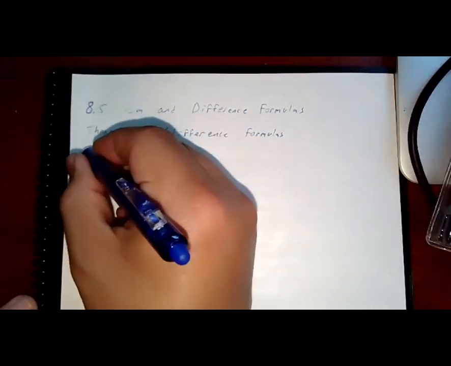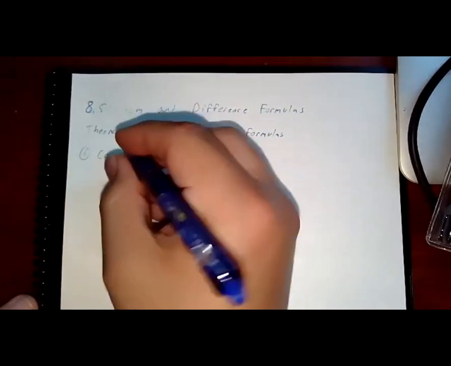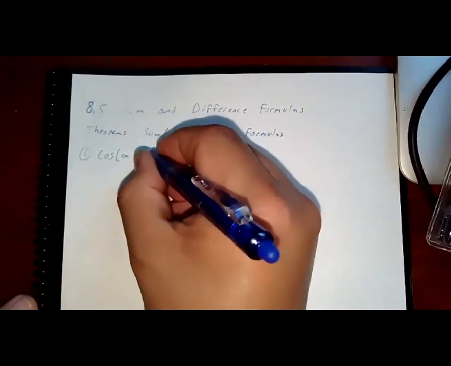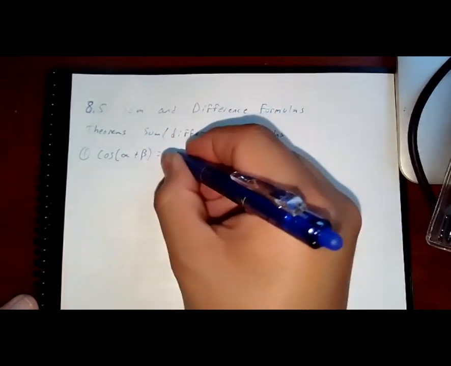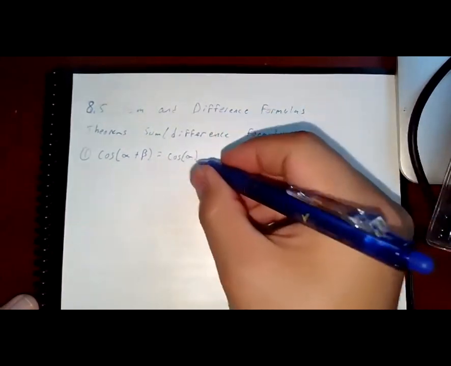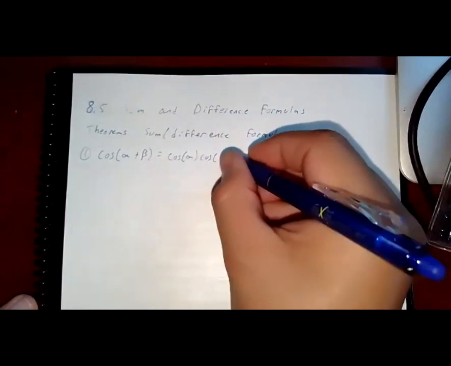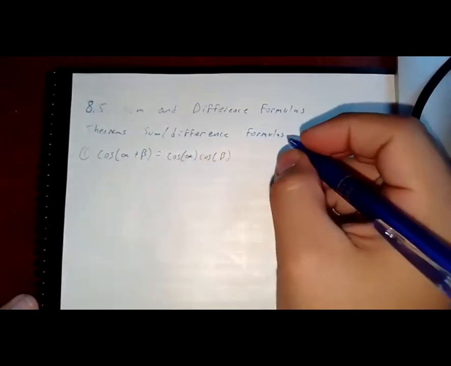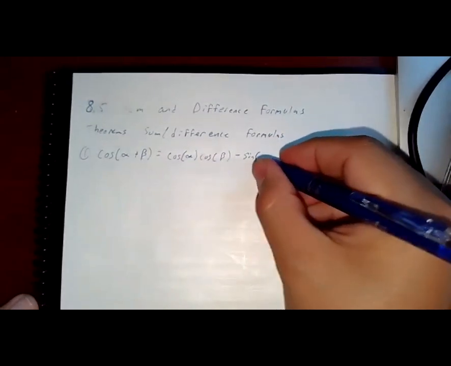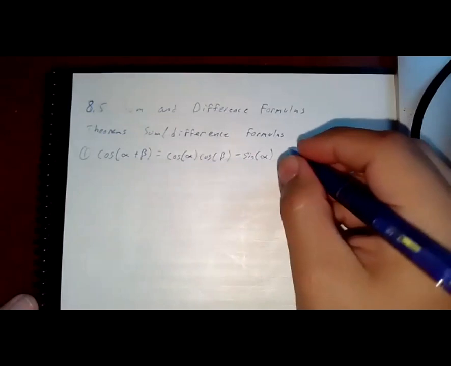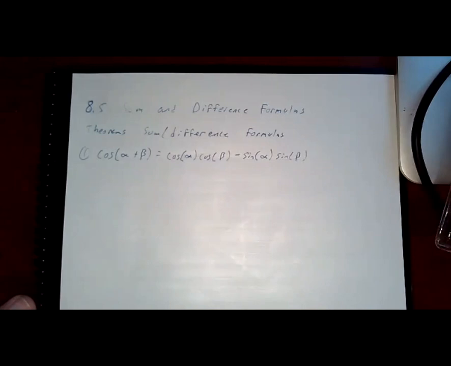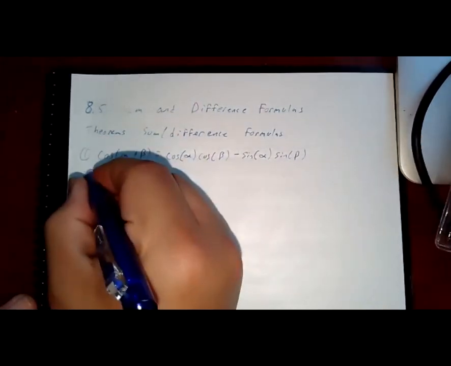So number one, cosine alpha plus beta is equal to cosine alpha cosine beta minus sine alpha times sine beta. All right.